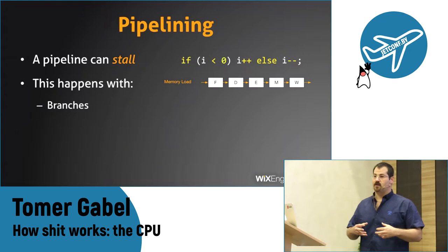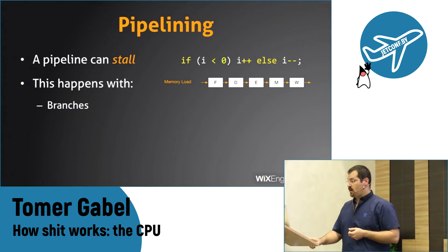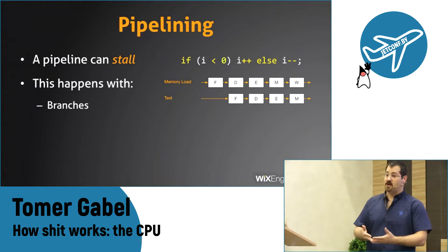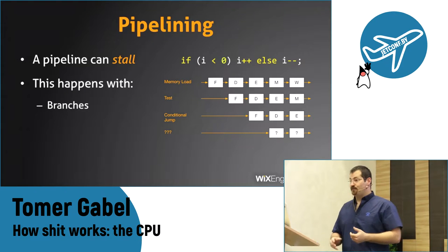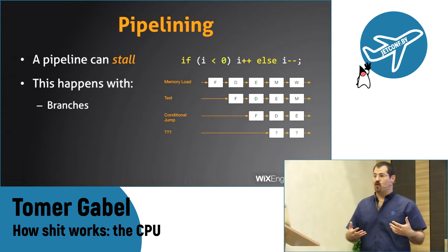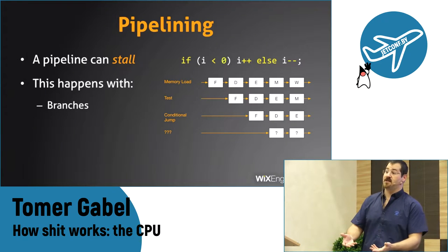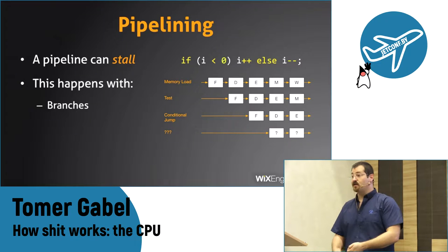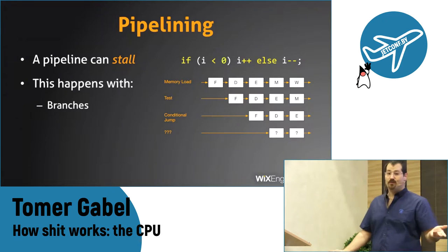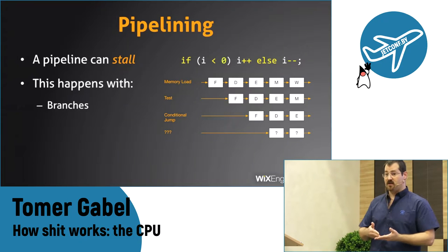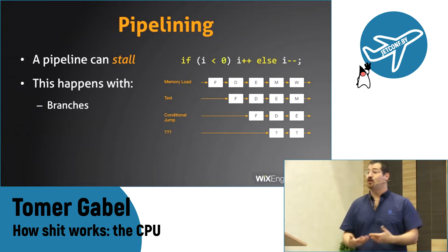If we try to break it down into hypothetical assembly instructions, you might have a memory load, right? You need to read in the value of I. Next, you'd have a test. You need to actually check if I is greater than or lesser than 0. Then you would have a conditional jump. And then what? You don't really know what happens next because you don't know on which side of the branch your program progresses, right? The CPU actually needs to read the data to figure out what the next instruction is. So it doesn't really know what to do. So what happens in this case? Well, the CPU has to wait. It has to wait for the results of previous executions in order to progress. This is called the pipeline stall, and it slows you down. You don't want that if you can avoid it.